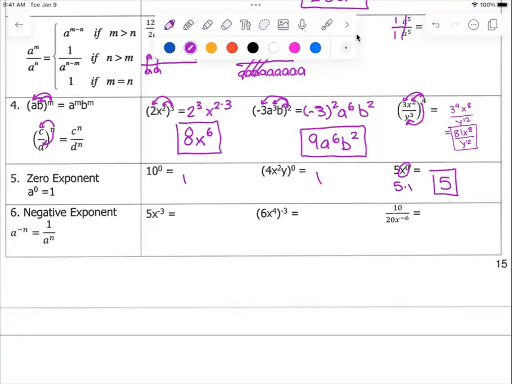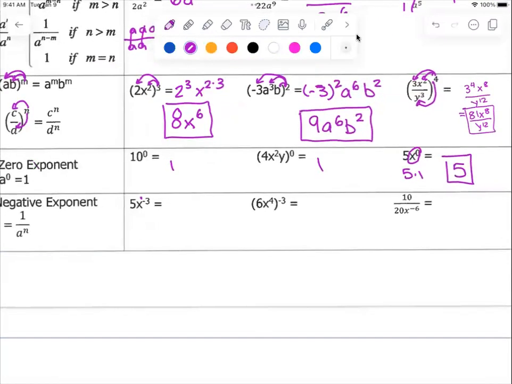Okay, negative exponents. If something is negative, you can move it from the numerator to the denominator. Or if it's negative on the denominator, you can move it up to the numerator and make that exponent positive. So 5x to the negative third means you only move the x part down. The 5 is not attached to the negative 3. Done. Next one, all parts are being raised to a negative 3.